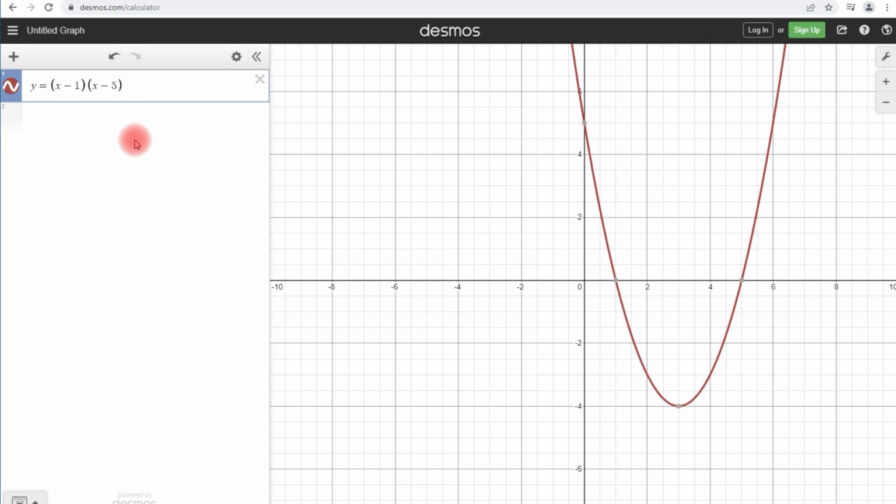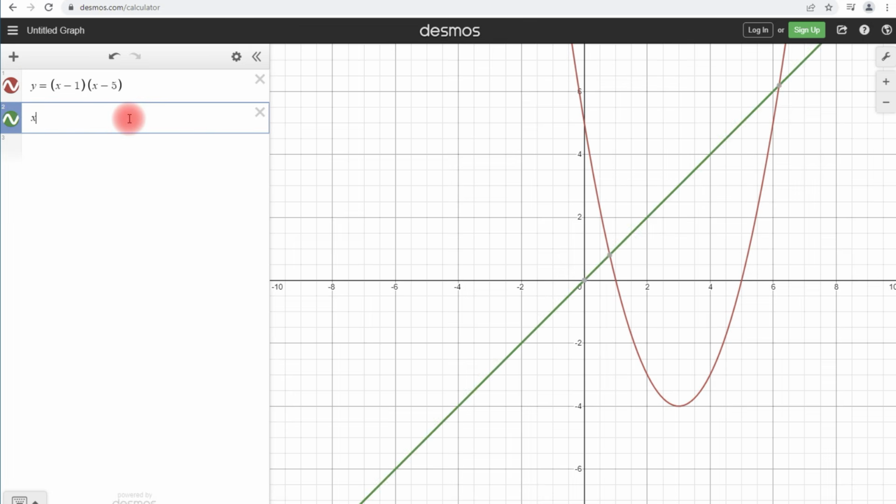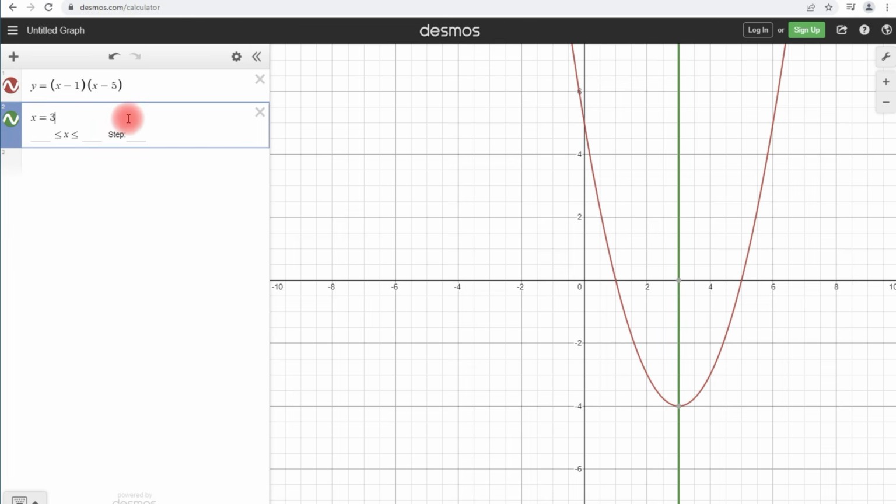So if you were to add 1 and 5, which you get 6, and then divide by 2, basically if you average those two numbers, you get 3. And that's how you could find the x-coordinate of the vertex if you know the two x-intercepts of the parabola. Now let's go ahead and put in the equation for the axis of symmetry, which is x equals 3. And you can see the line touches the vertex, splitting the parabola into two equal parts. So that's it for this video. Now you know how to find the axis of symmetry of a quadratic equation or even of any parabola.